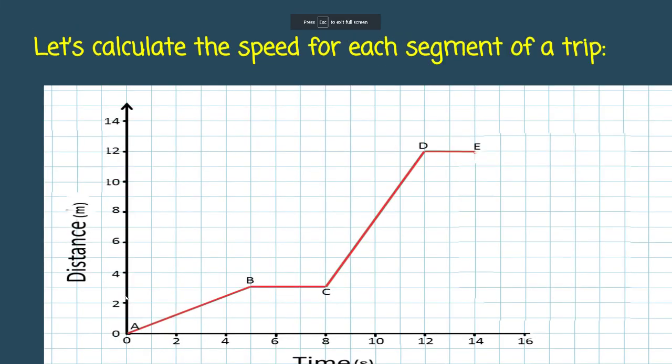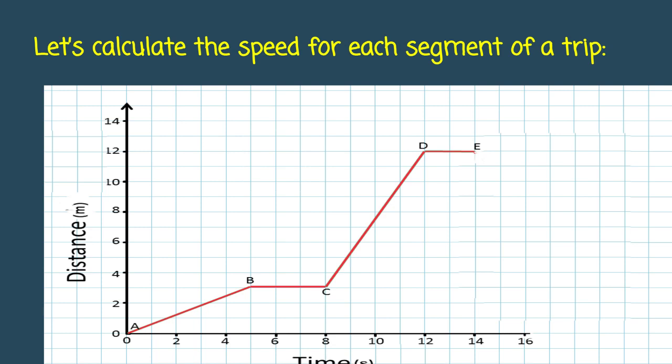Okay. Alright, so now how would we calculate the speed for each segment of a trip? So think back to yesterday. What was our formula for speed? Okay, it's our distance over our time. So let's take a look. We need two numbers, our distance and our time. So looking at point B, my distance is 3 meters and my time is 5. So grabbing my calculator here, I'm going to do 3 divided by 5.